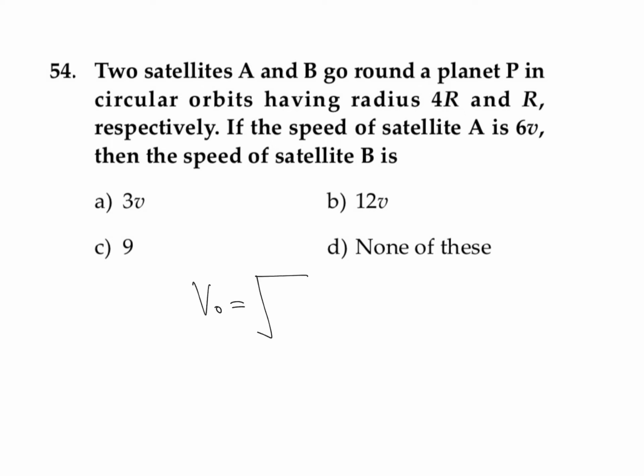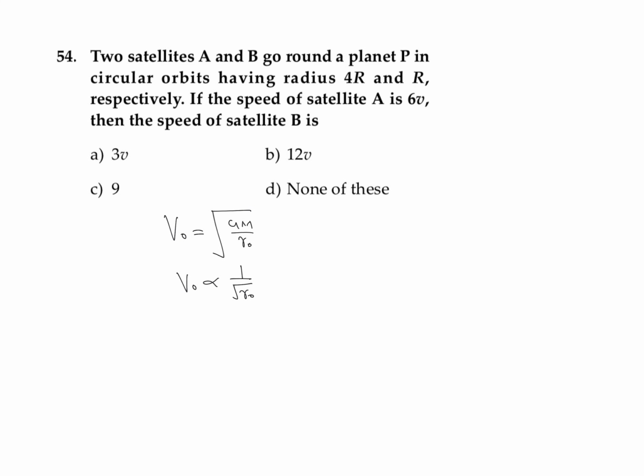Orbital velocity is under root of GM divided by r naught. So we know that this orbital velocity is inversely proportional to root of r naught. So we can write the orbital velocity in situation A divided by orbital velocity in situation B will be equal to under root of radius in situation B and radius in situation A.